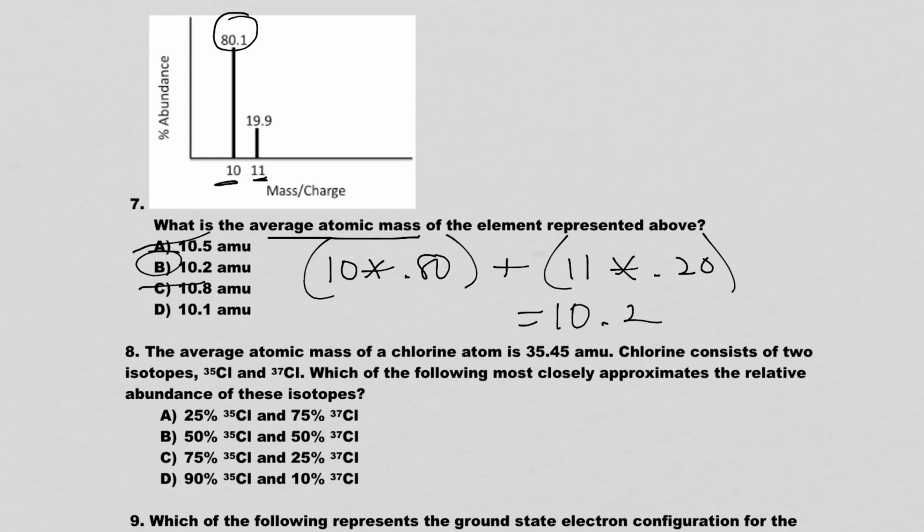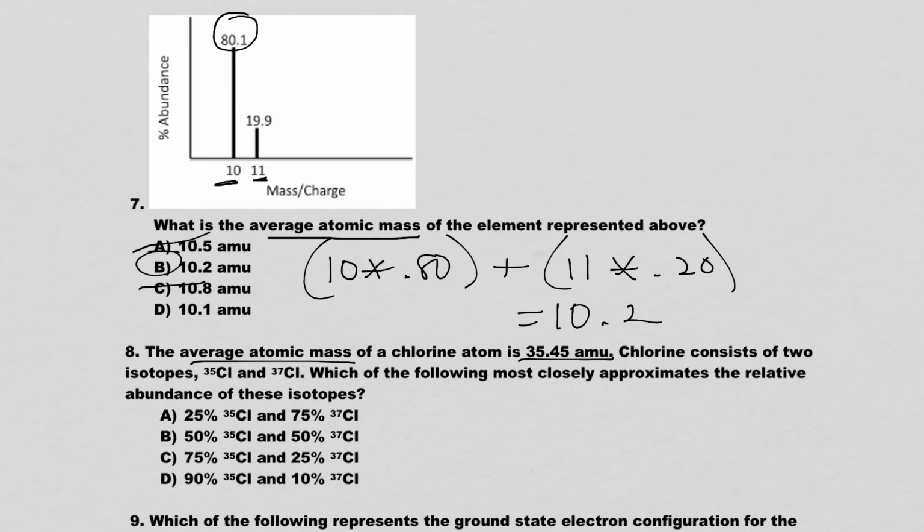Looking at 8, it is another average atomic mass question. It's about chlorine, and we're given the weighted average, which is what we would see on the periodic table. It says that chlorine consists of 2 isotopes, 35 and 37. Which of the following most closely approximates the relative abundance of these isotopes?